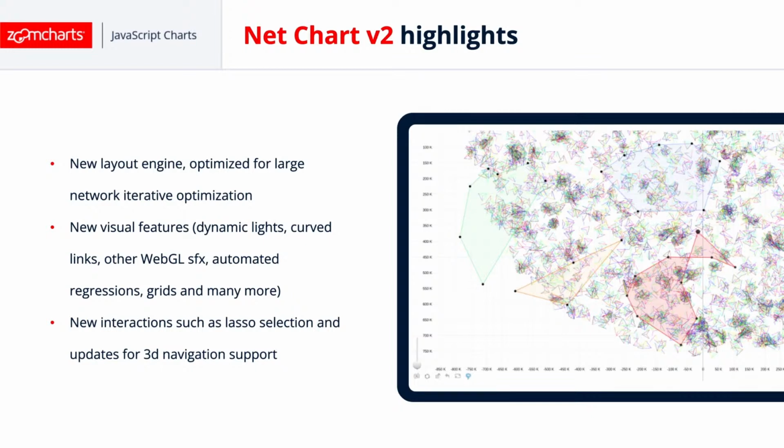And of course, we have curved links just like in the original net chart, and these are WebGL accelerated. So even if you have hundreds of thousands of curved links, it doesn't have to fall back on the CPU to draw those links. It can do all that on the GPU and get excellent performance.